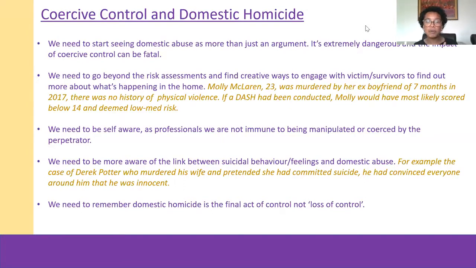And I think there needs to be more work done, and there needs to be more of a link between suicidal behaviour and suicidal feelings and domestic abuse. And like I said, I do think this is something that is being spoken about a lot more now.